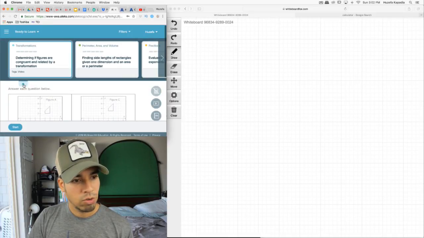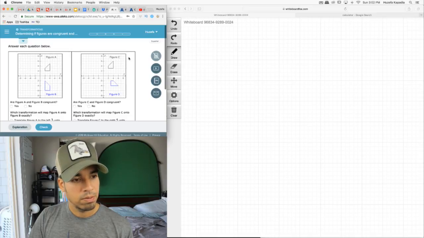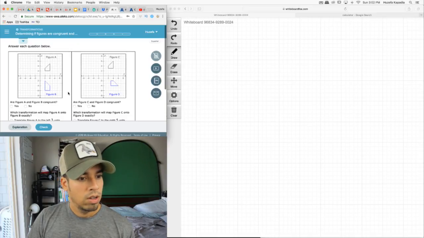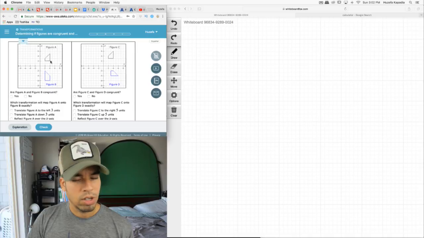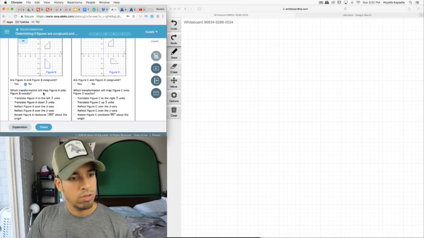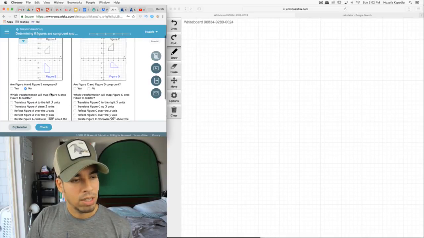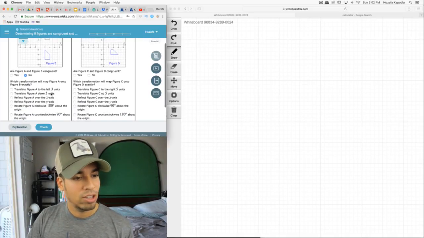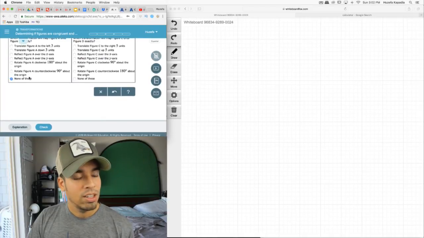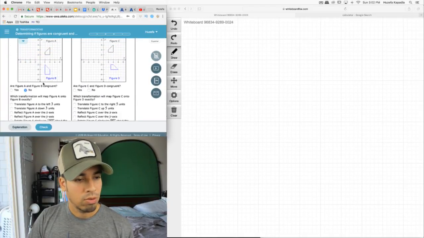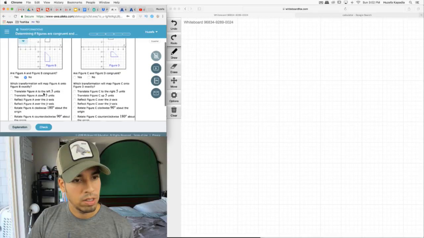Determining if figures are congruent and related by a transformation. Are figures A and B congruent? Congruent means equal. And I can see here they are not congruent. They're not equal, so no. Which transformation will map figure A onto figure B exactly? Well, guess what? If they're not congruent, there's nothing. So you can't do it, period. Therefore, it's none of these.